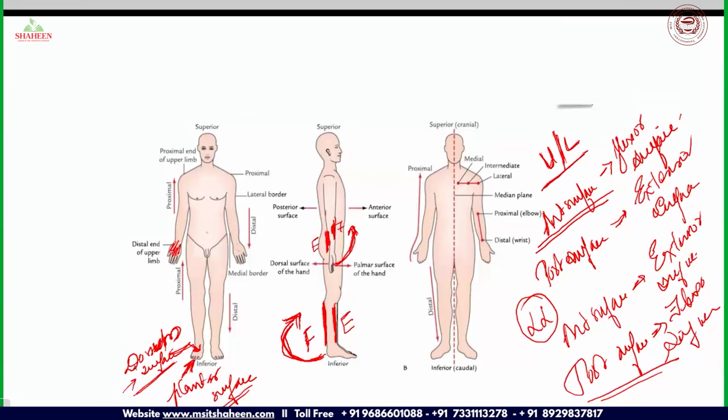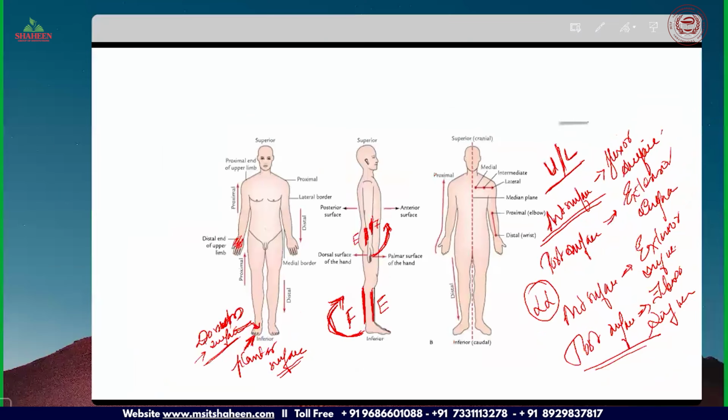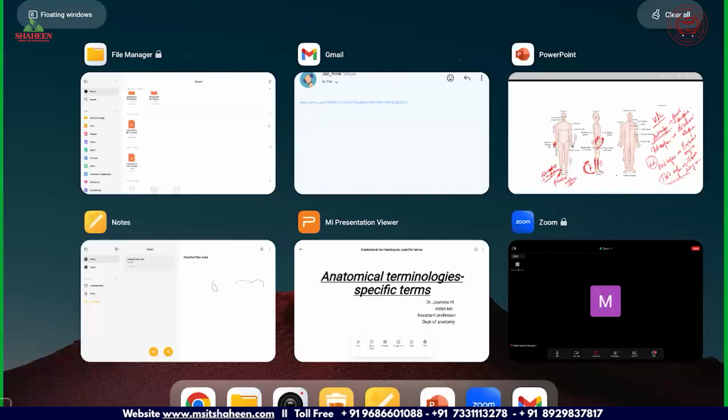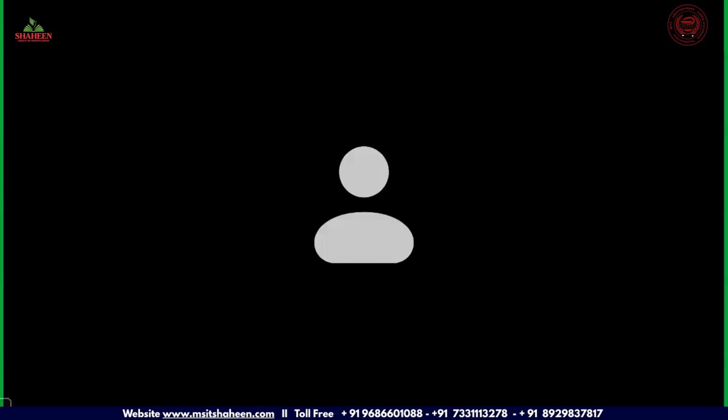Ma'am, can we use Vishram Singh as well? Yeah, Vishram Singh is also a good book. But when comparing Vishram Singh and BDC, I suggest BD Chaurasia only.